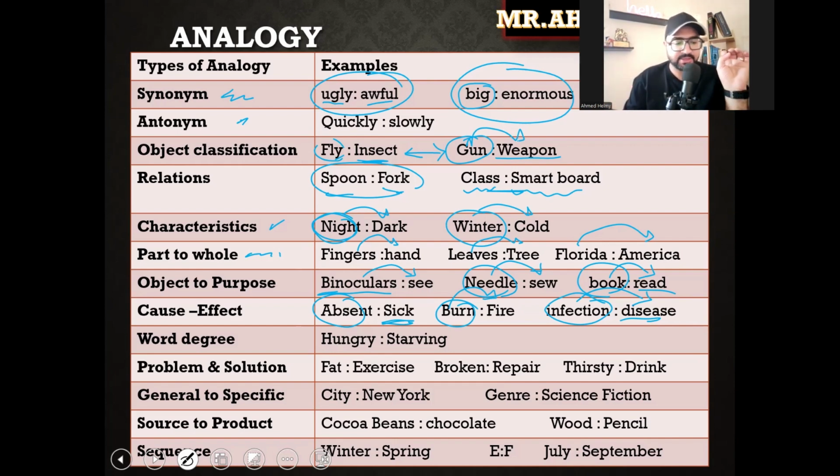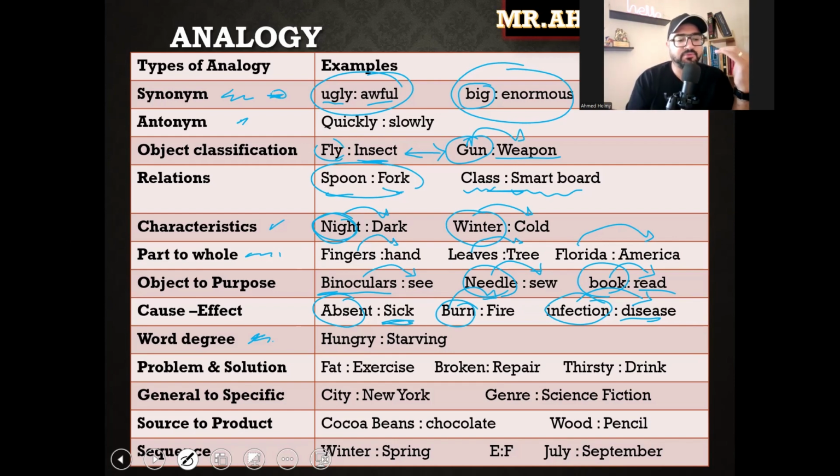Then we have something called word degree. So we have here, I'm hungry, there, I'm starving. Here, I'm tired, there, I'm exhausted. So these are word degree. The catch, the problem that we always face, is word degree and synonyms, because most of the time they look like one another. So how can I differentiate between them?